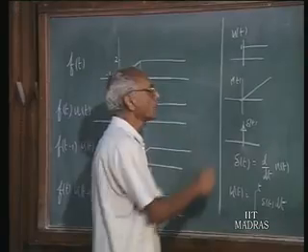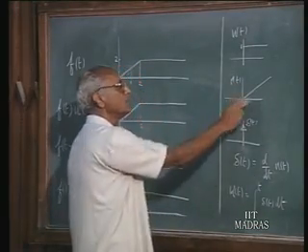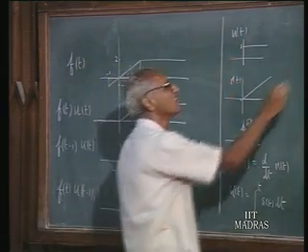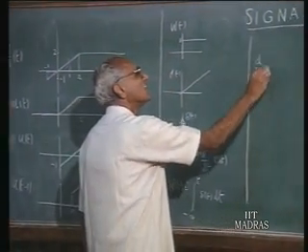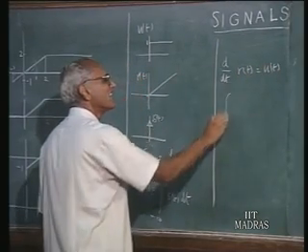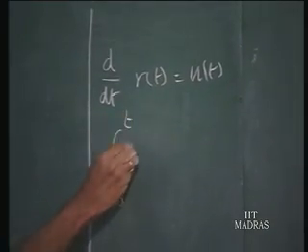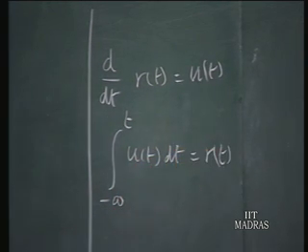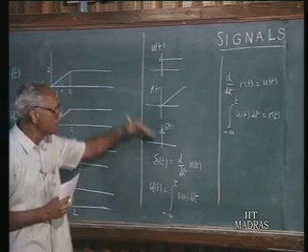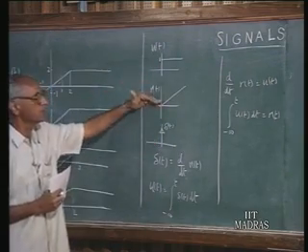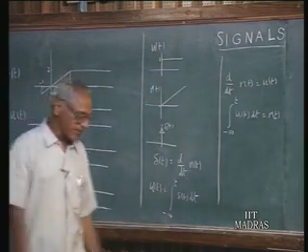In a similar fashion, suppose you have r of t, you take the derivative, you get the step function. If you integrate u of t, you get the ramp function. So, d by dt of r of t is the unit step function, and the integral from minus infinity to t of u of t dt is the ramp function. That means starting with the ramp, you take the derivative, you get this, you take the derivative, you get this. Or starting from the impulse, you take the integral, you get u of t, you take the integral of that, you get r of t. So these three are interrelated in this fashion.